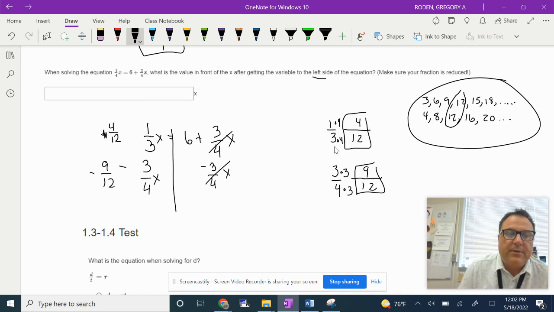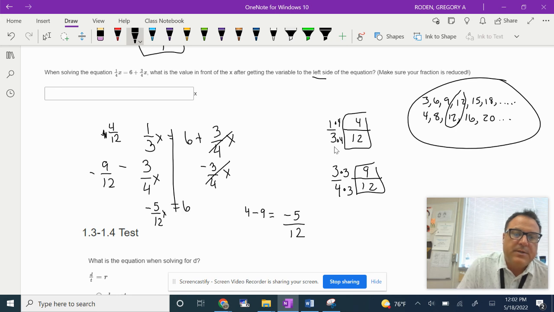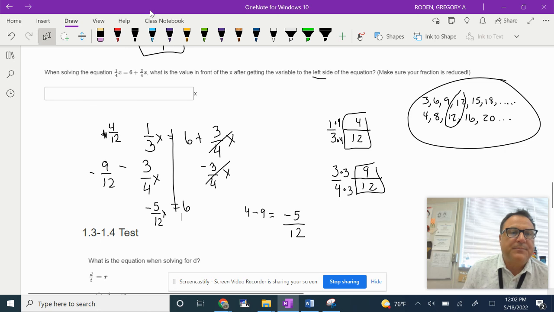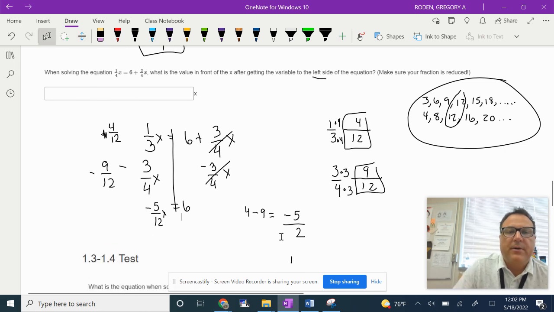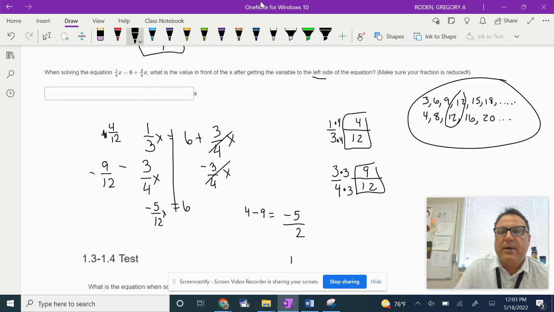So how do we get that? Well, 4 minus 9, what's 4 minus 9? Well, 9 minus 4 is 5, right? So this is going to be negative 5/12. So I believe we're going to get negative 5/12 x equals 6. Now, make sure you have your fraction reduced. So I think we have negative 5/12 if I did my math correctly, right?